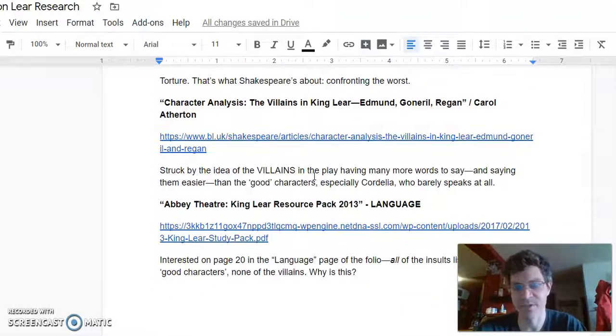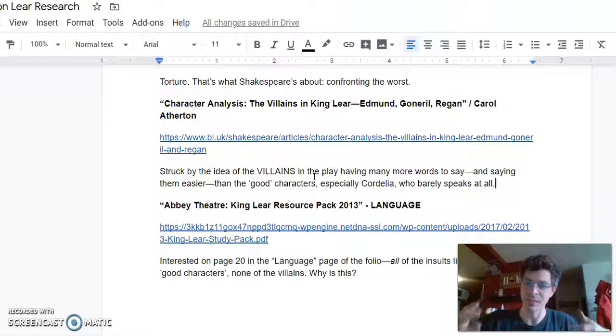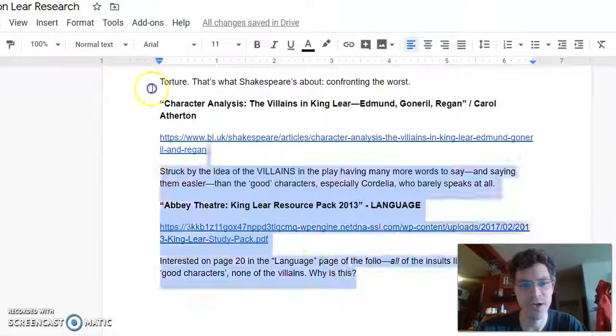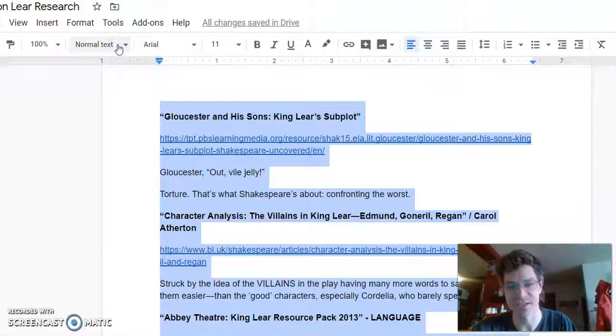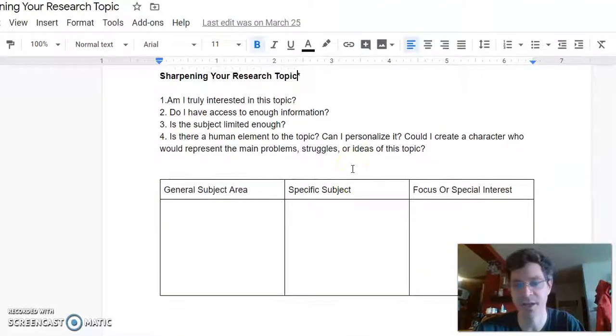The next step, though, is now we want to say, okay, can we enter the larger conversation? So what I'd like you to do is copy the notes that you took, and then you're going to get a document like this from me. It's called Sharpening Your Research Topic. And this is how you're going to try to enter the larger conversation. As you're narrowing down your question, you're going to ask yourself: are you truly interested in the topic? Do you have access to enough information to answer it? Is the subject limited enough? Is there a human element to the topic? Because again, this is part of your multi-genre project.